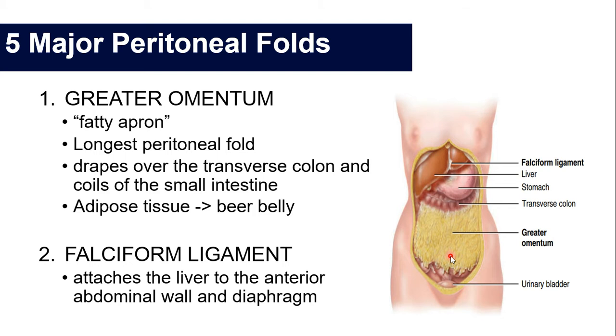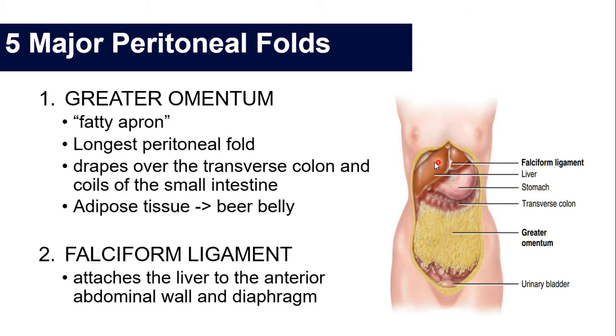It is actually called the fatty apron because it drapes over the transverse colon. This is your transverse colon. As you can see, it looks like a draping, and it also drapes across the coils of the small intestine. As you can see, it's yellow, so it usually contains adipose tissue. And this adipose tissue, when it accumulates, is also known as your beer belly. So for the beer belly, it's known as your greater omentum.